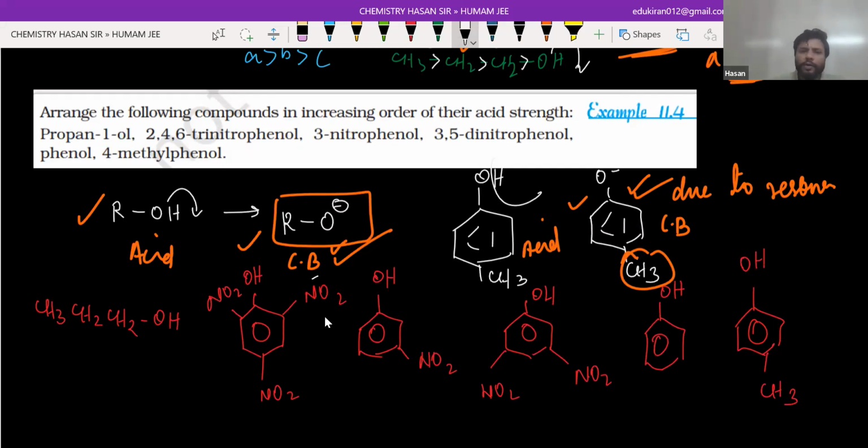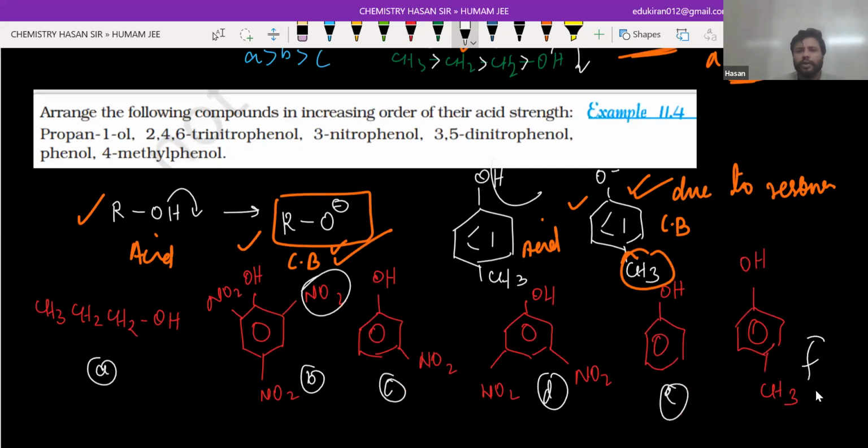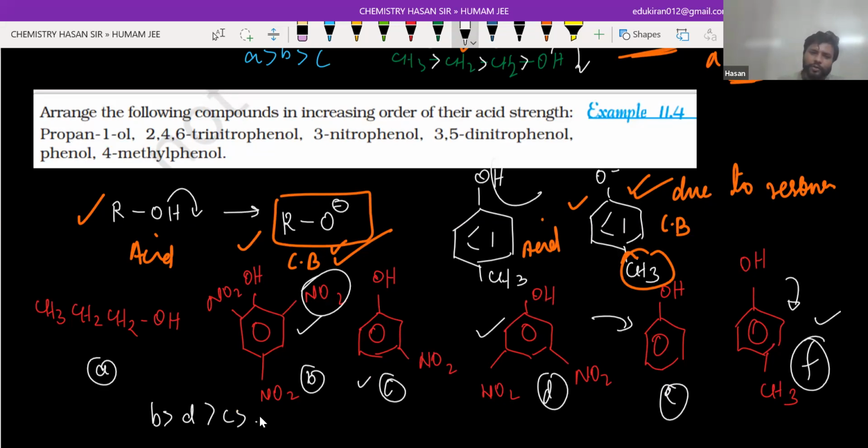So for the most withdrawing power, I'm going to take A, B, C, D, E, and F. The most withdrawing power will be the most acidic, so B is the most acidic. After that you can see D. This has 3 withdrawing groups, this has 2 withdrawing groups, then comes D. After that, C, with at least 1 withdrawing group. After this is your phenol and this is your methyl phenol. Methyl phenol at least will have some plus I effect, so it will be less acidic than phenol. So then it comes E, then F, and then at last A, because phenol is more acidic than alcohol.